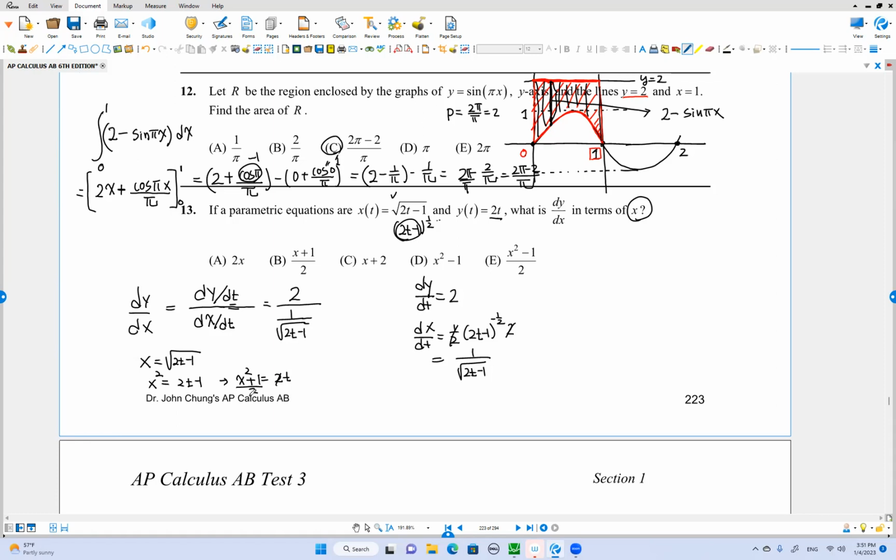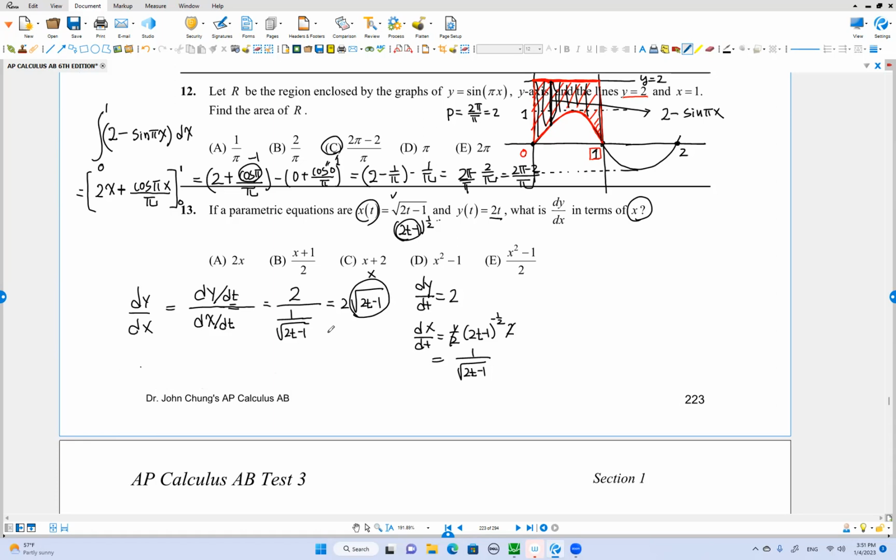Now put this number, this one is exactly how much? 2 times square root of 2t minus 1, right? Oh, we don't have to, right? Square root of 2t minus 1, that is x. This is x, okay? We don't need this one.